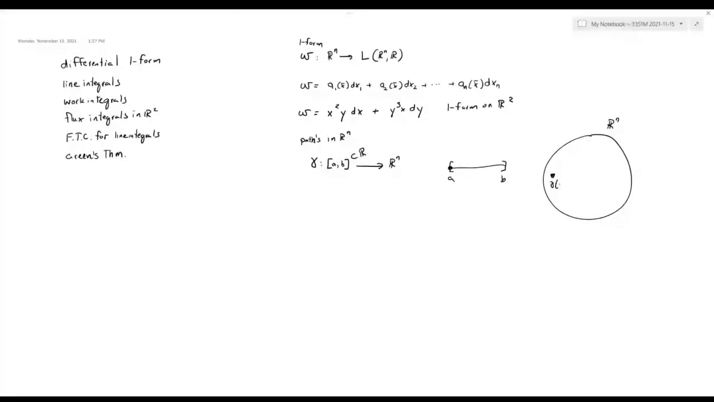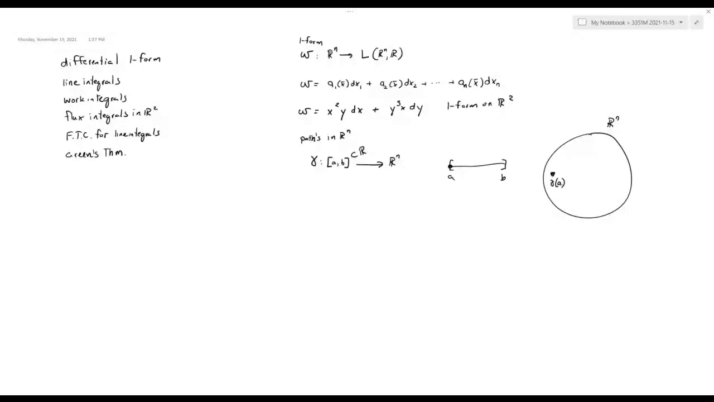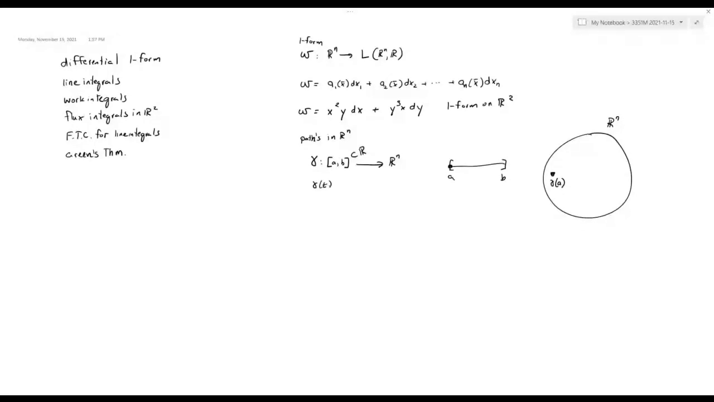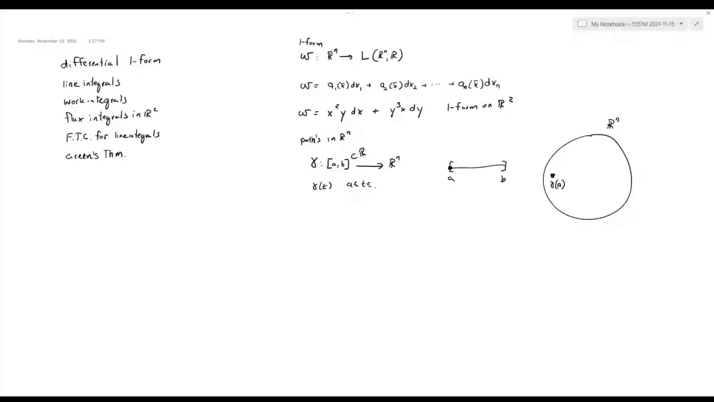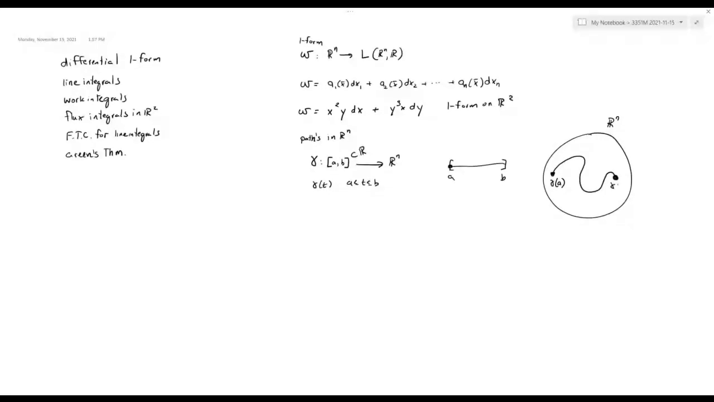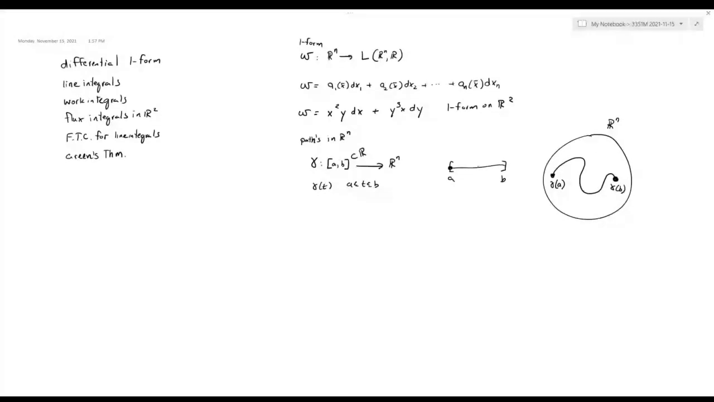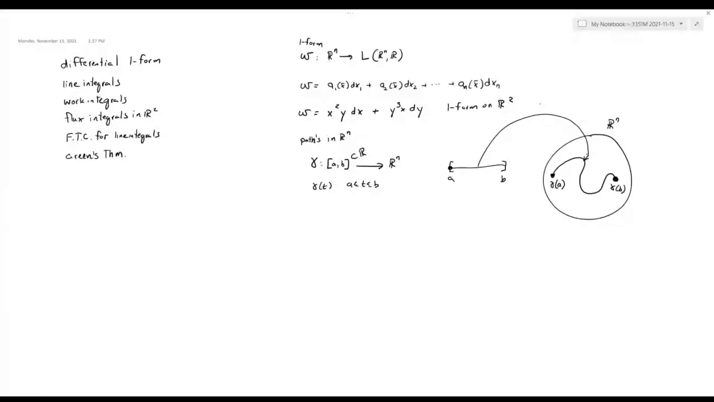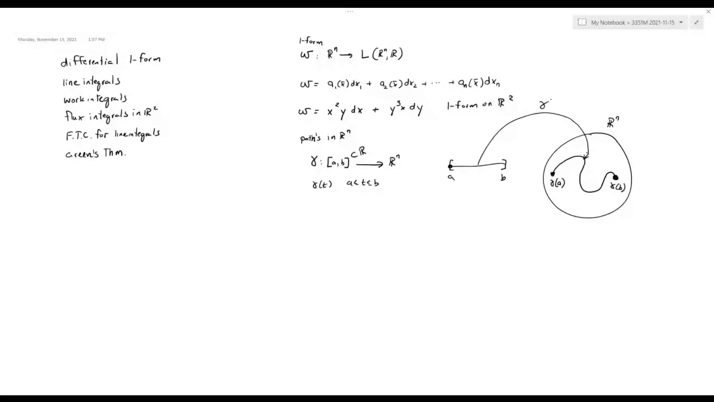Gamma at A gives you some position in Rn, and then as T goes from A to B, we get different points in Rn until we get to gamma of B. So gamma maps this interval on the real numbers into some smooth path. There's a tangent that always exists in Rn, and we want to define an integral of a one form over that path.